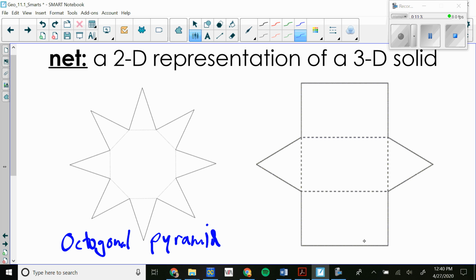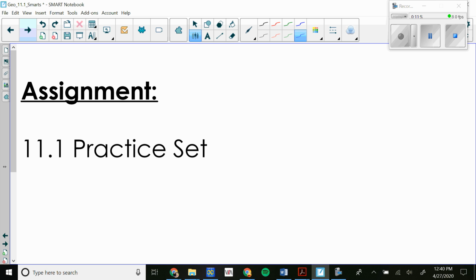This one does have two bases, where this and this are the bases. So if you fold that back together, this would be a triangular, and there's two bases, so a prism, P-R-I-S-M. Triangular prism. Right, and that should do it. So I think there's an assignment online for you.